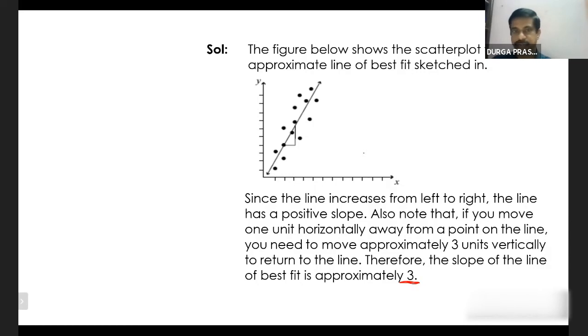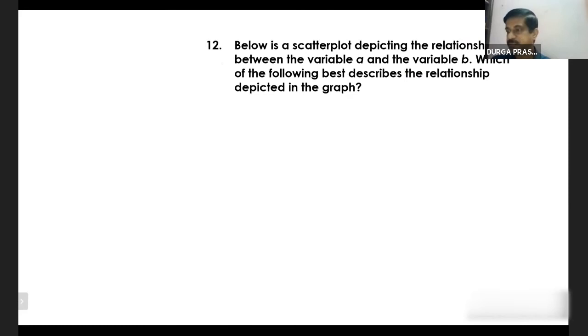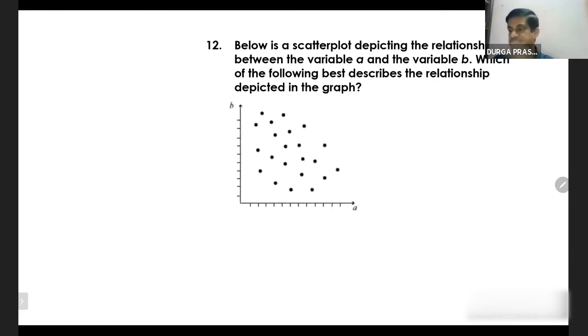Okay, children, let us go to the next question. Look at this. Below is a scatter plot depicting the relationship between the variable A and the variable B. Which of the following best describes the relationship depicted in the graph? You see so much scattering, but clearly it's a decreasing negative trend graph.